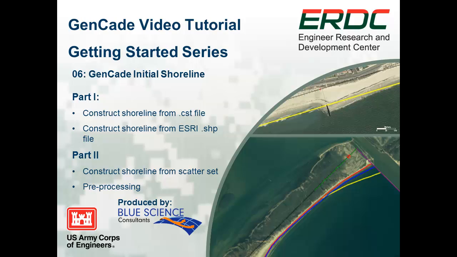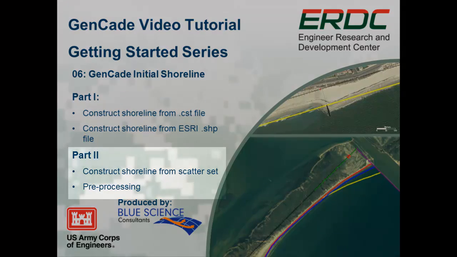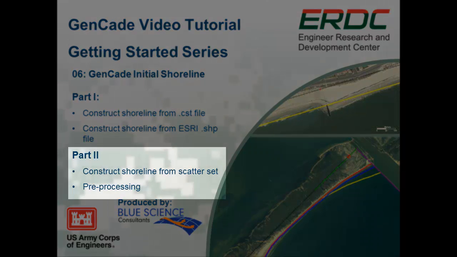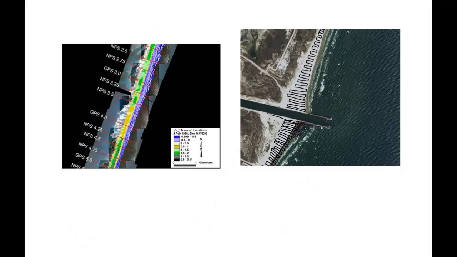Welcome to the second part of the tutorial on creating a GenCade initial shoreline. In this tutorial, I'm going to show you how to create the shoreline from any scatter set and how to process the shoreline before using it in GenCade. The shoreline can also be constructed from surveys such as a beach survey or LiDAR data. The process is the same.